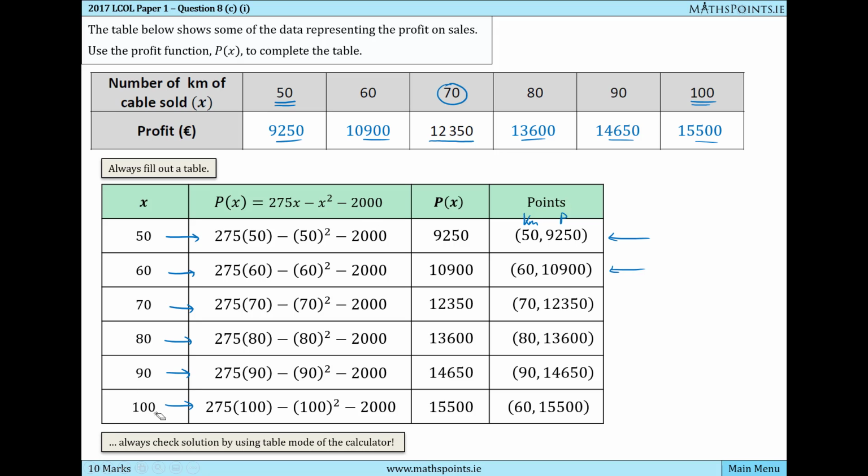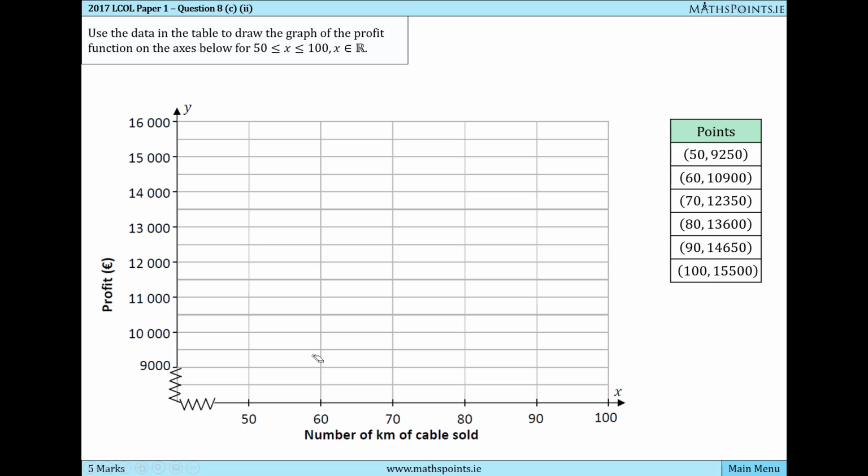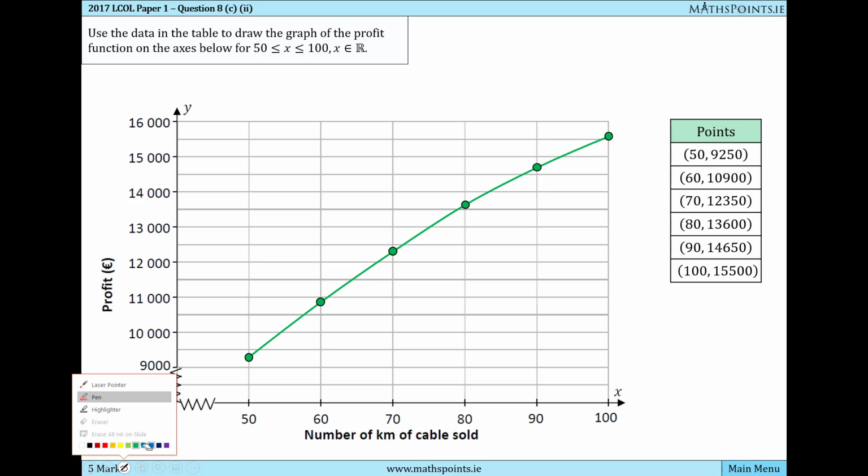So 10 marks for finding all of the points, and then we'll get a further 5 marks for placing them on the graph. So placing them on the graph, we have 50, 9,250, we have 60, 10,900, 70, 12,350, 80, 13,600, 90, 14,650, and then 100 kilometers of cable will give us a profit of 15,500. Now make sure to join the points freehand. This is a quadratic curve, and so it's not straight lines between the dots, it's curved in nature.